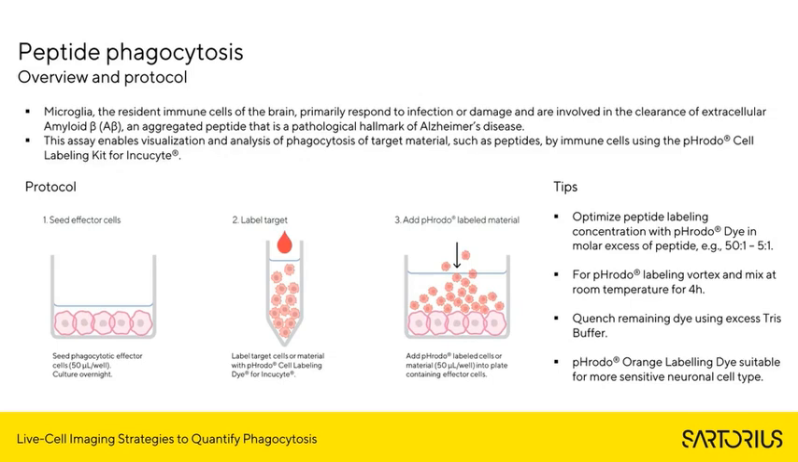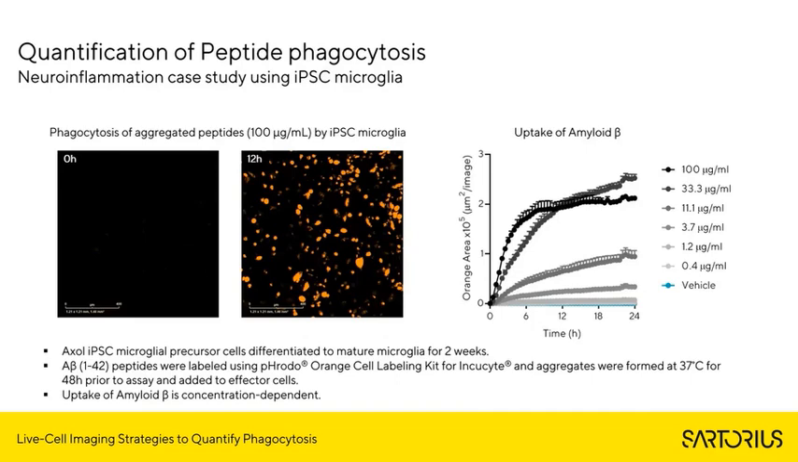And then the last tip for this is that we recommend using the Frodo orange labeling dye for neuronal cell types, as these cultures can be more sensitive. Here we highlight the ability to efficiently label amyloid beta peptides, accurately quantify engulfment of aggregates, and examine inhibition of microglial phagocytosis using live cell imaging.